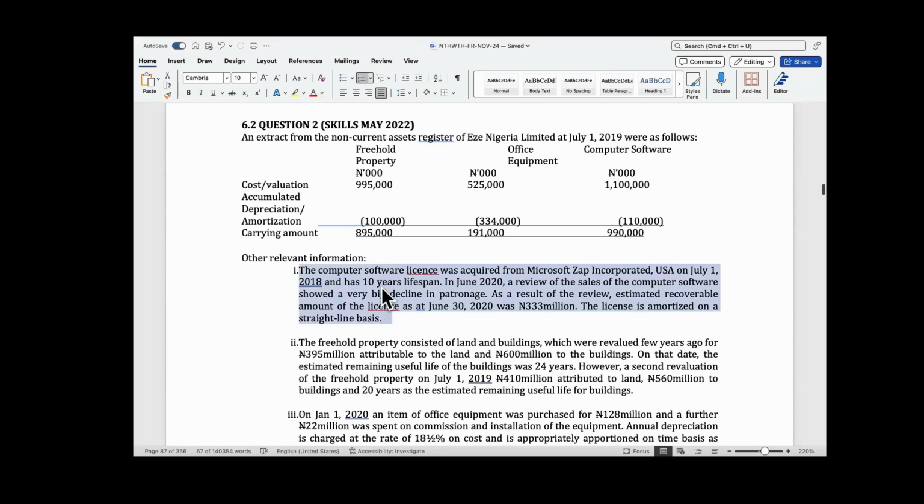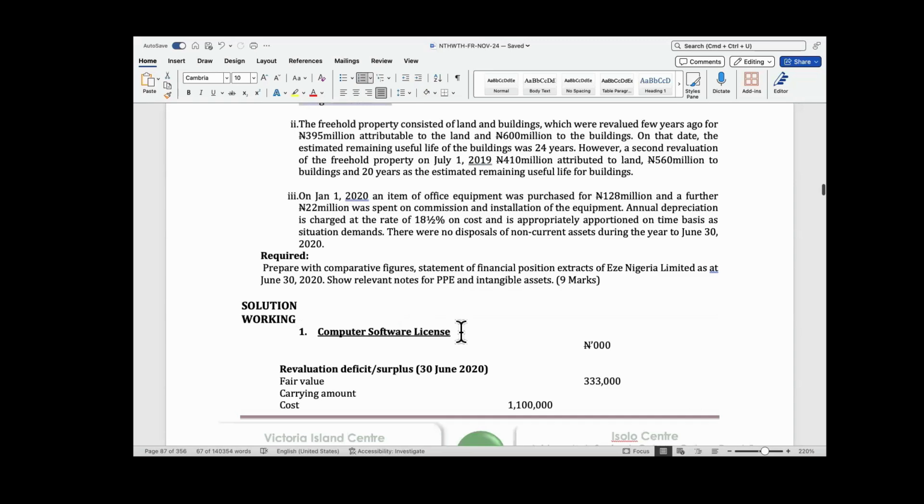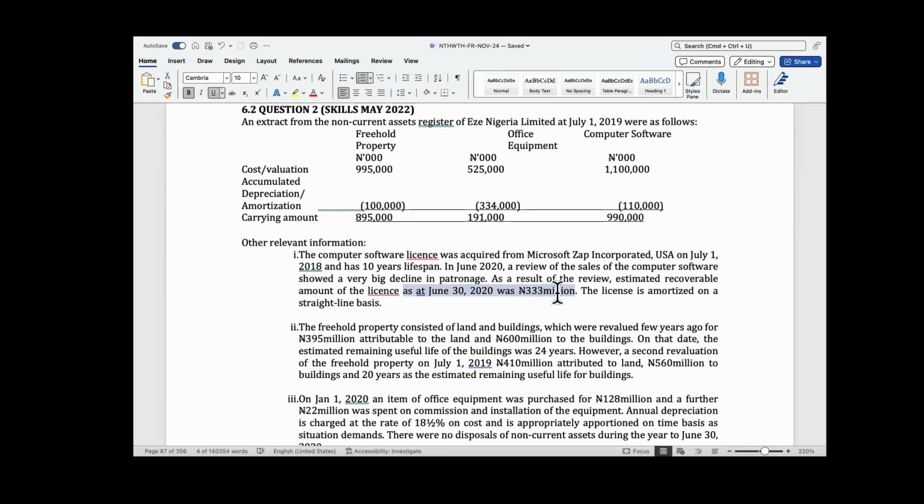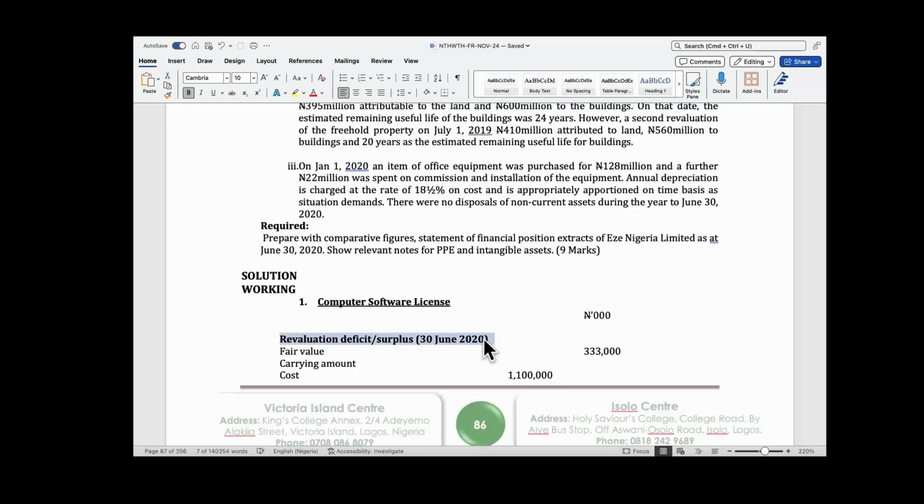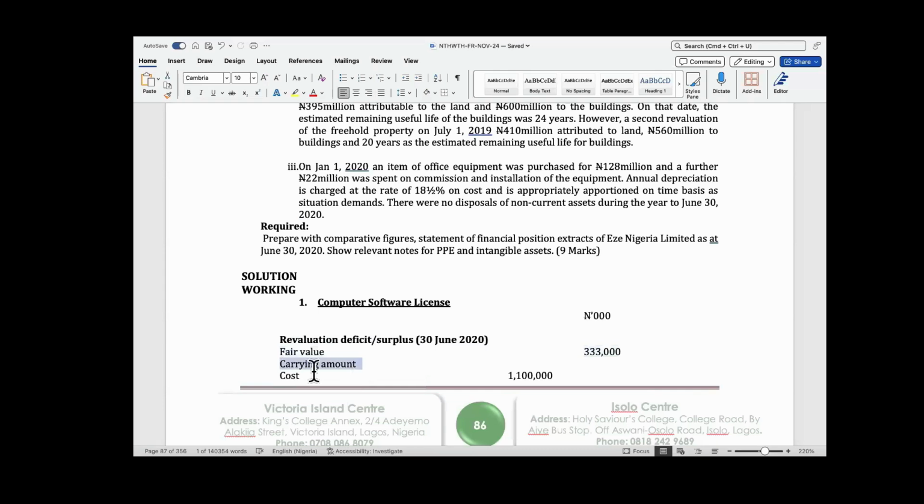For the computer software, which is the first one, when they told us here that they revalued the assets, that's the major thing there. So the first thing I did was to calculate my revaluation deficit or surplus at the date of revaluation. I was given the fair value of this asset to be 333 million. Look at it here, highlighted 333. I compare that with the carrying amount, which is always the cost minus accumulated depreciation.